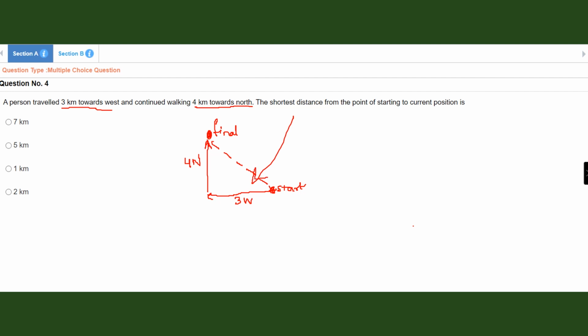So let this be A. Now they have asked for the value of the shortest distance, so we can calculate this. Since this is a right angle triangle, we can use the Pythagoras theorem: 3 square plus 4 square equals A square, the hypotenuse square. So 9 plus 16 is equal to A square, 25 is equal to A square, then root over 25 will be A, and 5 will be the answer. So the answer will be 5 kilometers.